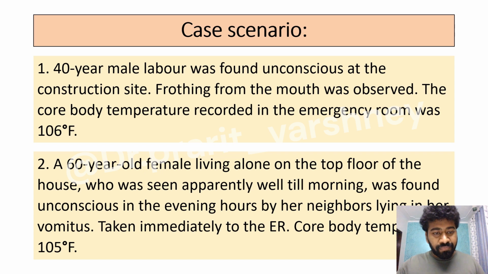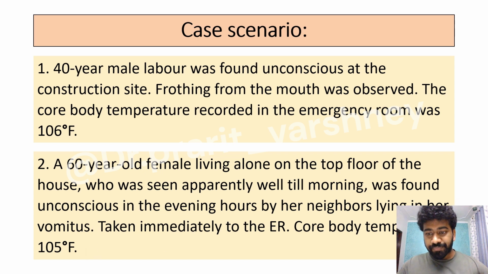Another case scenario is a 60-year-old female living alone on the top floor of the house, who was seen apparently well till morning, and was found unconscious in the evening hours by her neighbors lying in her vomitus. Taken immediately to the ER, core body temperature was 105 degrees Fahrenheit. Here the clues are elderly female living alone, top floor, heat exposure, also unconscious, altered mental sensorium, vomiting, and core body temperature.